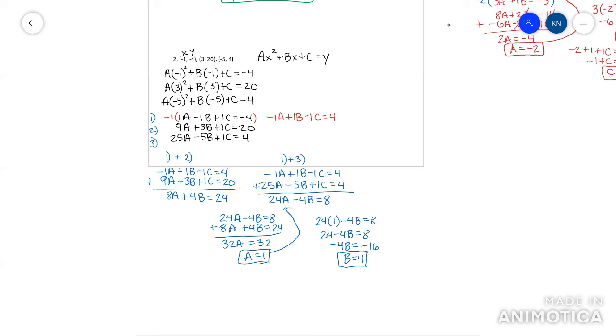So now that I know b, I'm going to plug in a and b into any of these equations, any will work. I like to go with whatever's going to be easiest. I'm just looking at this red equation. They're all pretty small numbers. I'm just going to plug them in there. So it looks like this. b is 4 now.